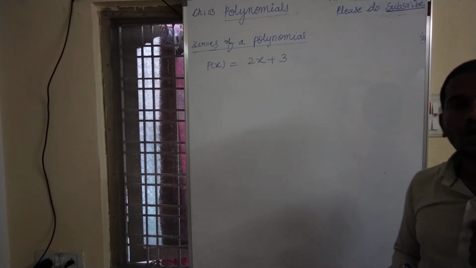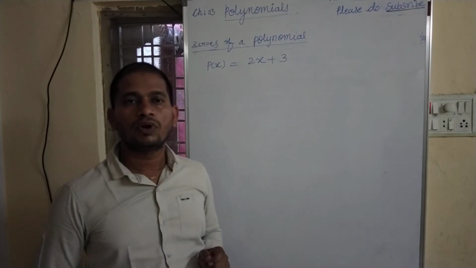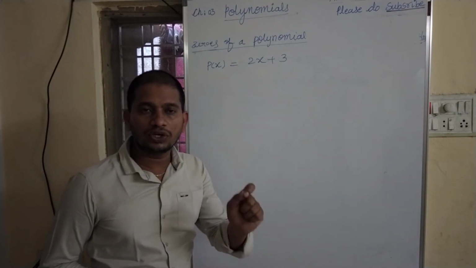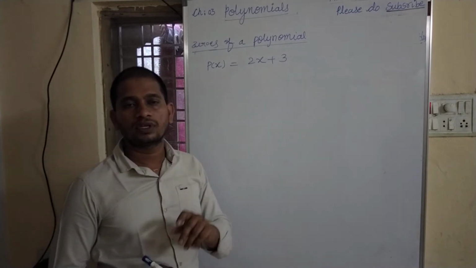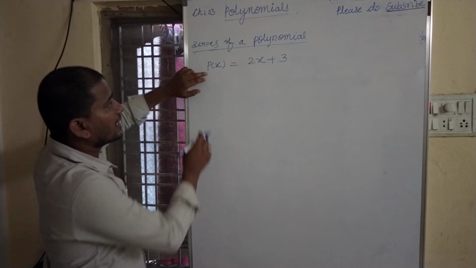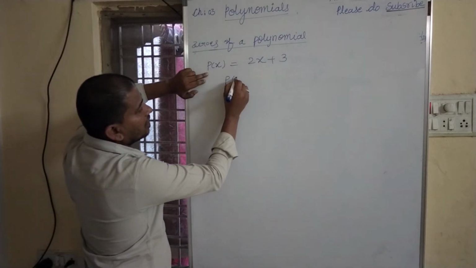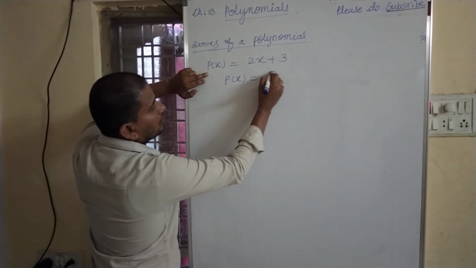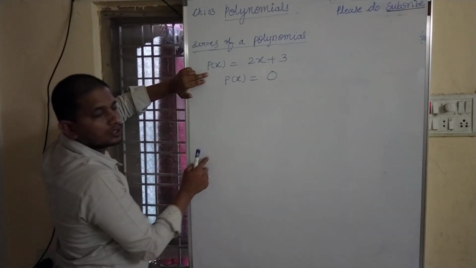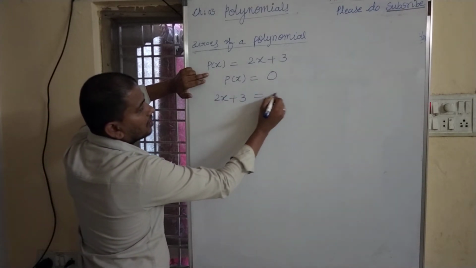If you want to find zeros of a polynomial, what do you do? As we have learned in class 9th, we have to equate the given polynomial to 0. I mean, p of x is equal to 0. So what is p of x? 2x plus 3 is equal to 0.